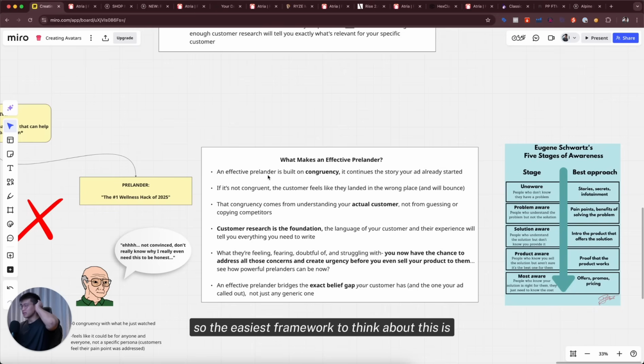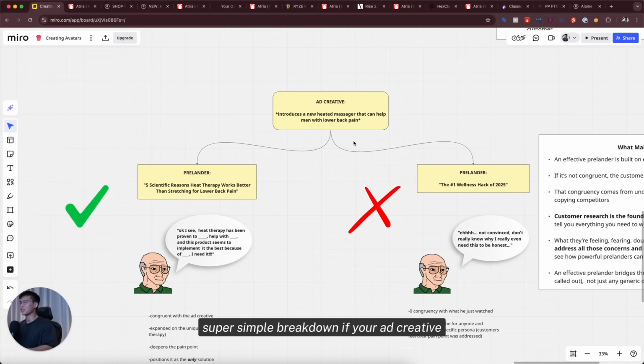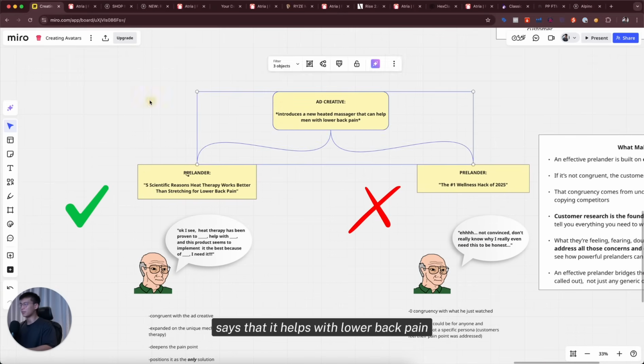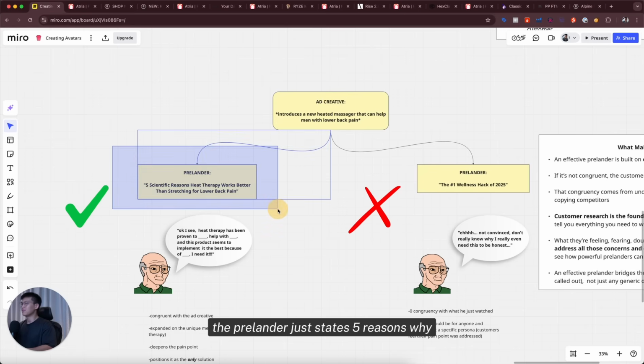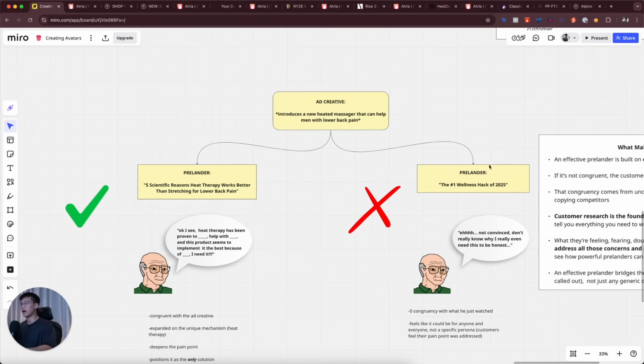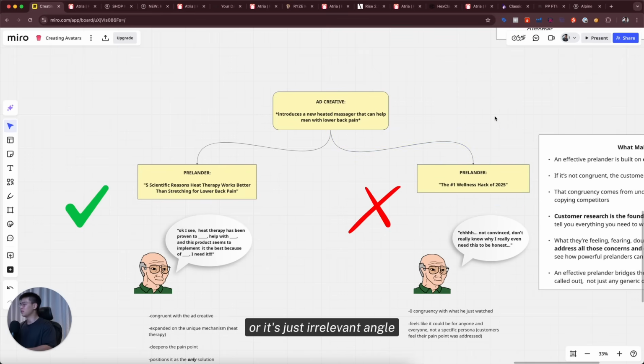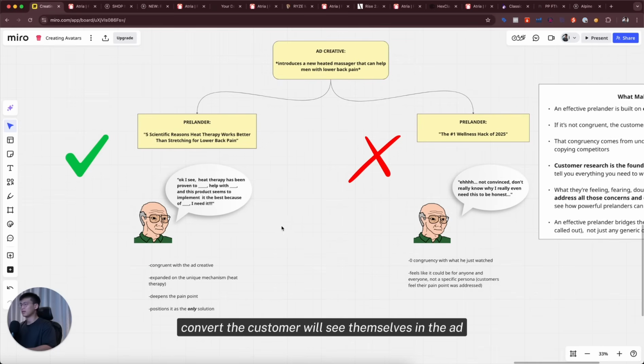The easiest framework to think about this is that it's built on congruency. It continues the story your ad has already started. So in this example, super simple breakdown: if your ad creative says it helps with lower back pain, the pre-lander just states 5 reasons why heat therapy works better than stretching for lower back pain. It is congruent from the ad creative to the pre-lander. If you had a general pre-lander that says "wellness hack of 2025", or just an irrelevant angle, it makes sense why it won't convert.